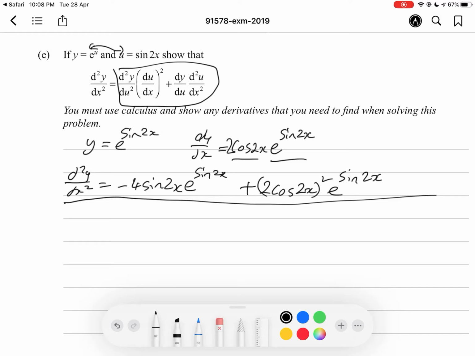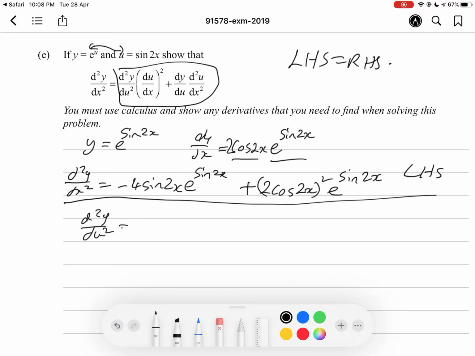So now we need to find this whole right-hand side here. So this is our left-hand side. What we're trying to prove is that left-hand side equals right-hand side. So for the left-hand side, we have the second derivative, d squared y over dx squared, so we'll get that.